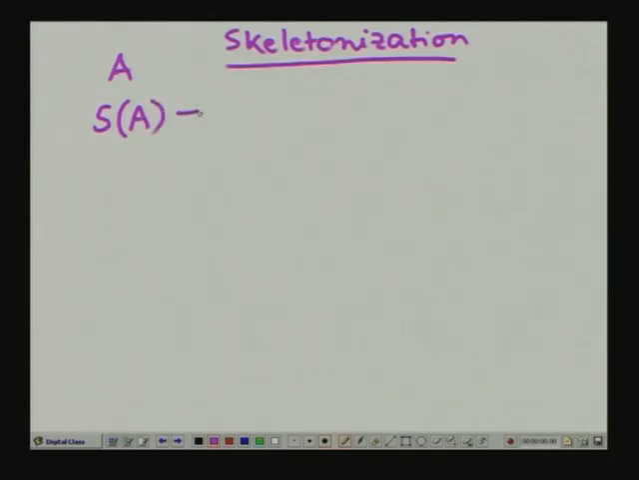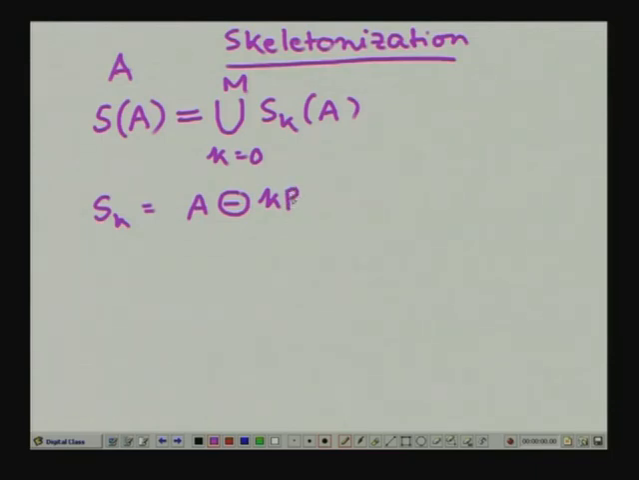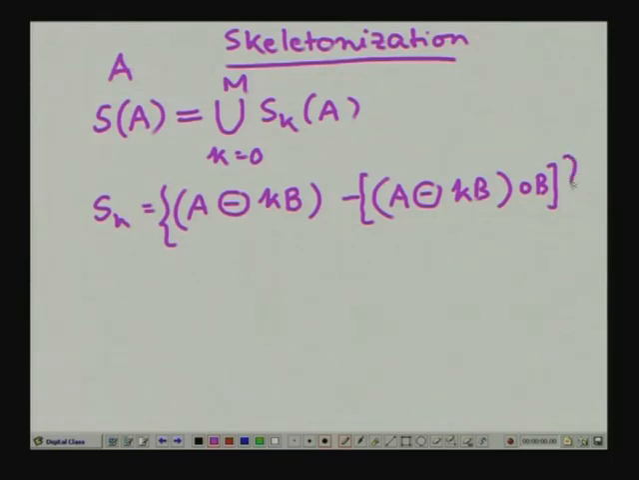Given a point set A, we can find out the skeleton of A, which let us represent as S of A. This can be obtained by the union of S k A for k equal to 0 to say capital M, where this S k A is defined as A eroded k times with B, the structuring element B, minus again A eroded k times with B and opening of this with set B. So, this operation gives us a number of subskeletons, and the union of subskeletons gives us the skeleton of the given set A, which we represent by S of A.